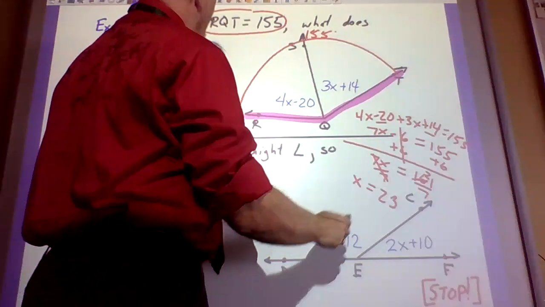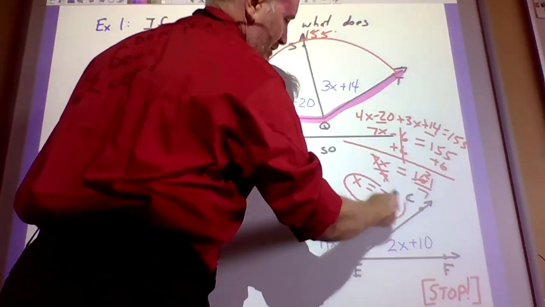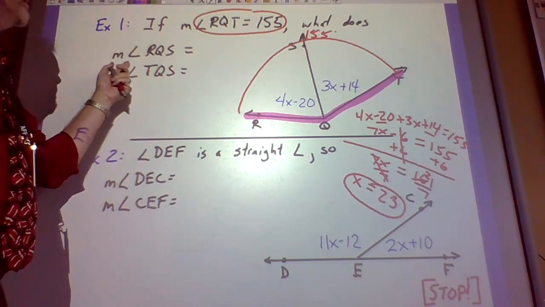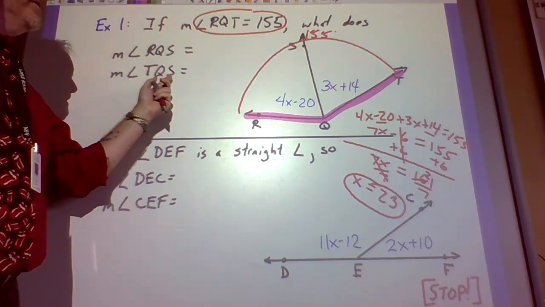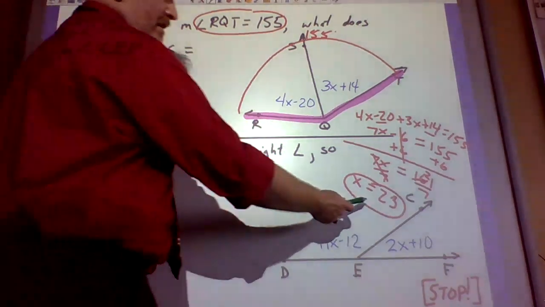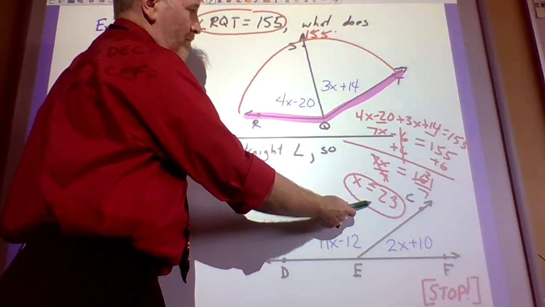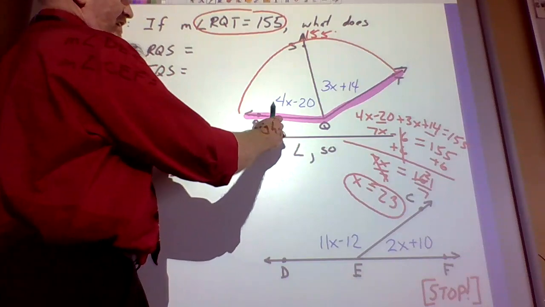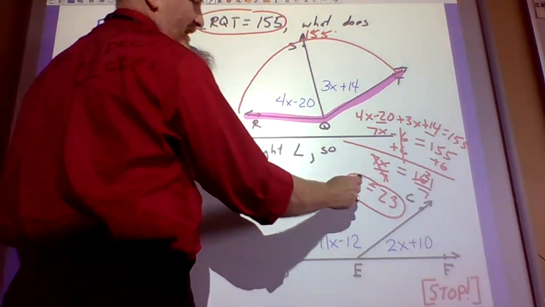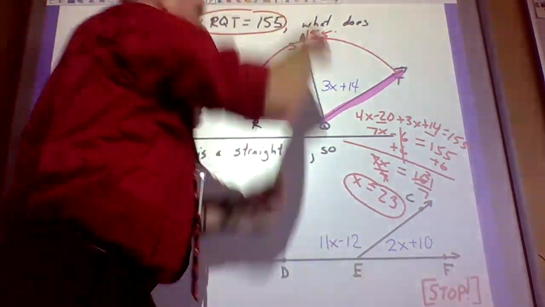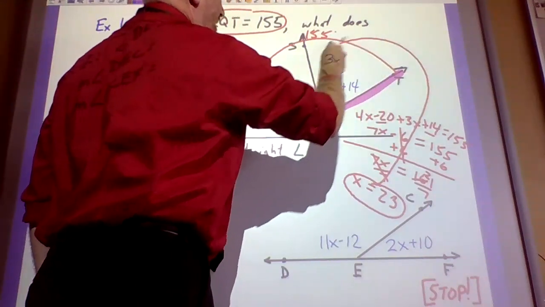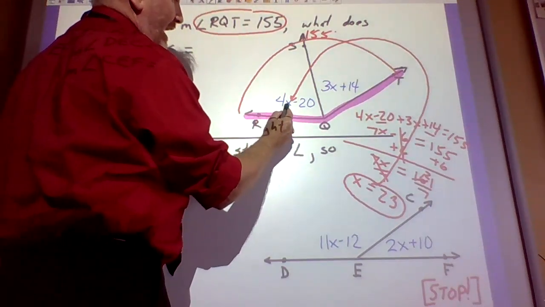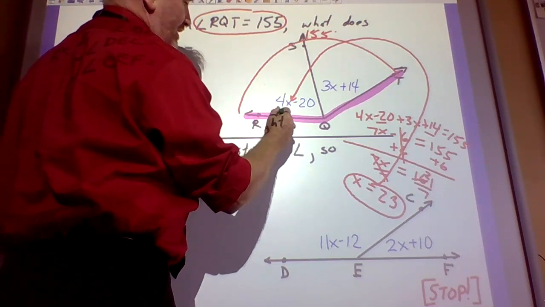And is that the answer to the problem? Should I circle it and move on? No. The answer to the problem is, what's the measure of RQS and the measure of TQS? So this x is very important, but it's not the answer to the problem. So what I'm going to do to find RQS is I'm going to take 23, Jordan, and put it right here. All right? So no, it's no longer 4x.